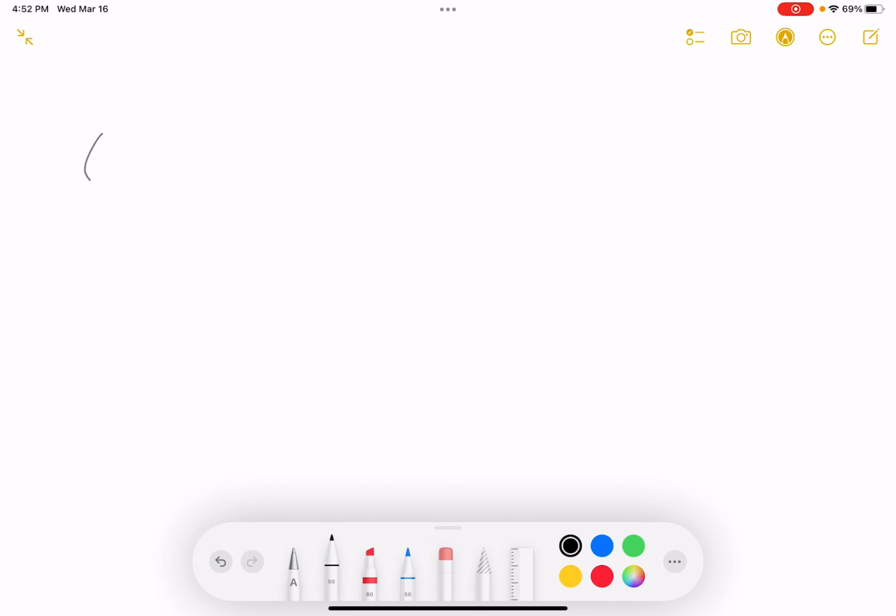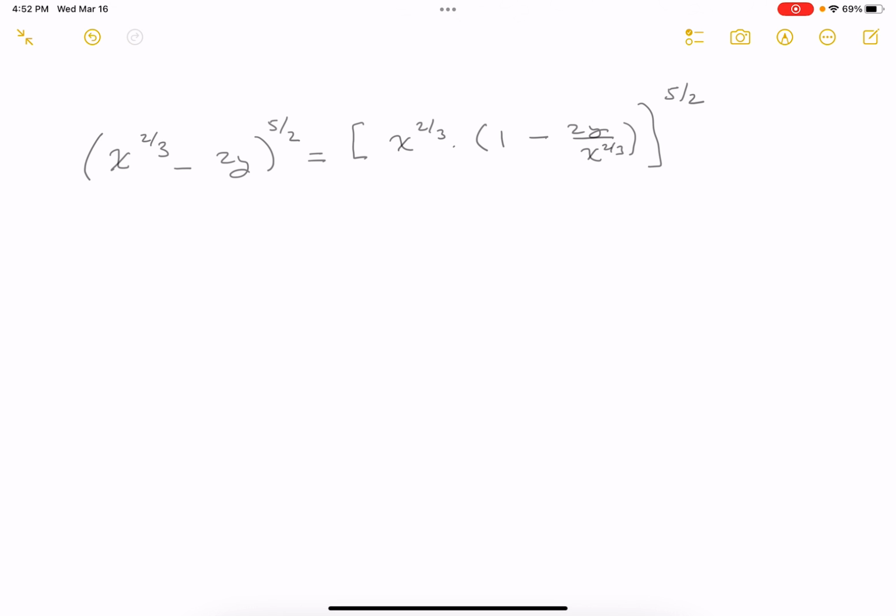So it's x to the 2/3 minus 2y, and that's going to be the 5/2 power. The first thing I would do is factor out x to the 2/3. You get 1 minus 2y over x to the 2/3, and this is being raised to the 5/2 power. I'm going to simplify it a tiny little bit. And that's going to be, let's see, 5/3. X to the 5/3.